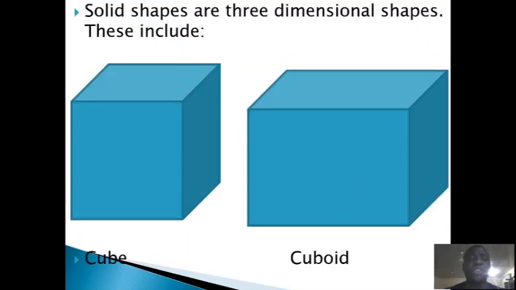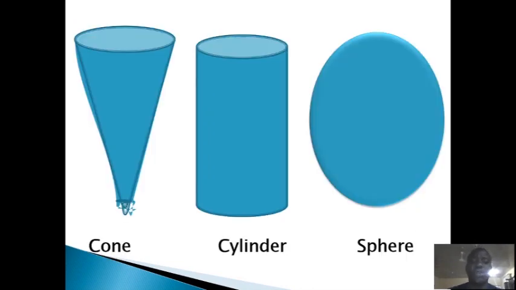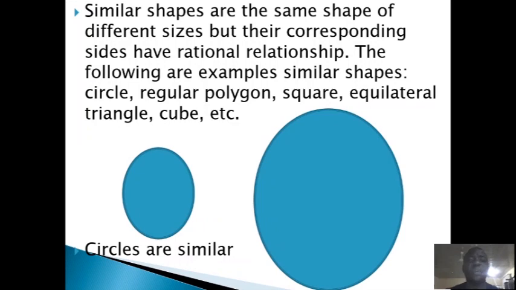So now we are looking at solid shapes. Let us list a few of the solid shapes, because these are the ones that are valuable for us in the system. Solid shapes are three-dimensional shapes. The first one is a cube. The second is a cuboid. The third is a cone. The fourth is a cylinder. And the fifth is a sphere.